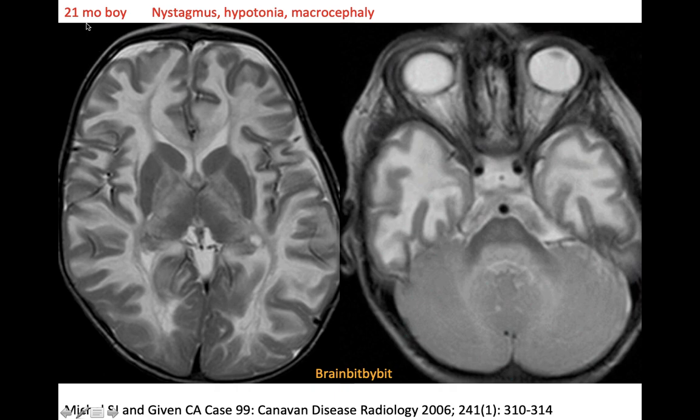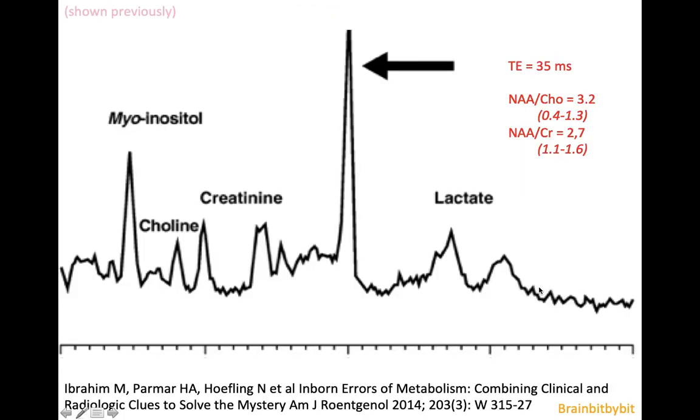This is a 21-month-old boy with similar symptoms and a similar MRI, and on the lower images you can see that there is extensive involvement of the temporal lobe white matter and relative sparing of the cerebellar white matter. On spectroscopy, Canavan is the only disease that has an increase in NAA and elevated NAA/choline and NAA/creatine ratios.